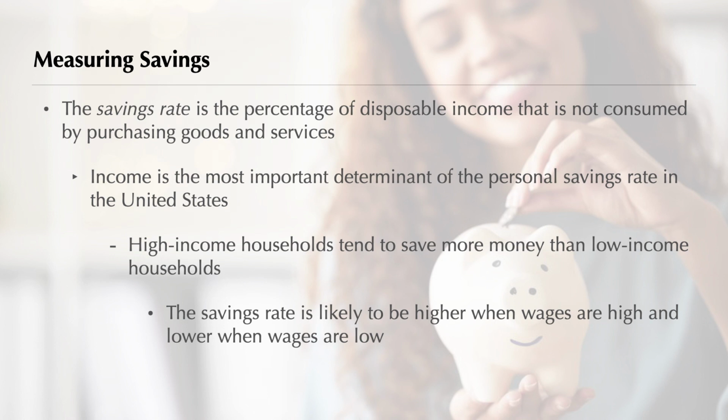One of the most important determinants of the personal savings rate in the United States is income. High-income households tend to save more money than low-income households. As a result, the average rate of personal savings for the nation is likely to be high when wages are high. In contrast, the average rate of personal savings is usually lower when wages are lower, for example, during economic slowdowns in periods of high unemployment.